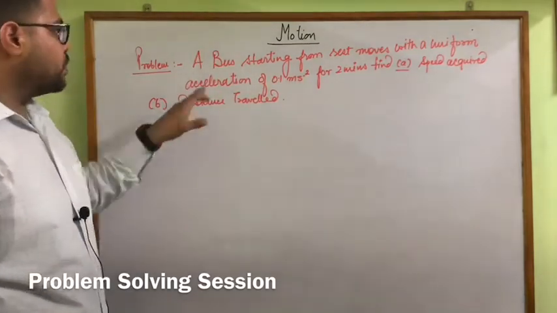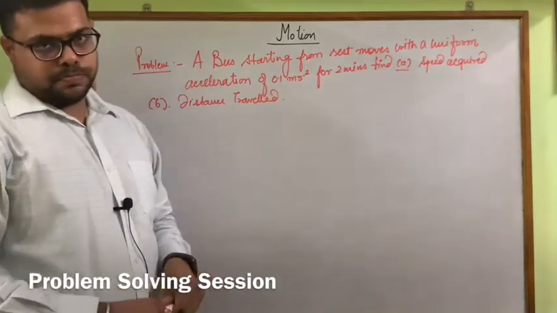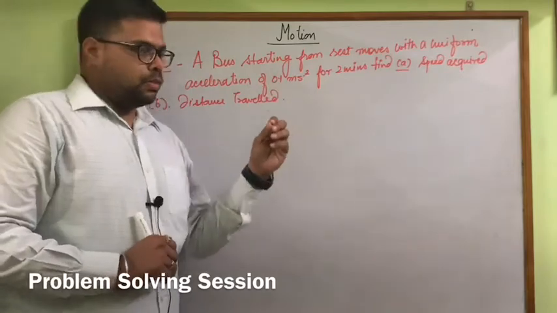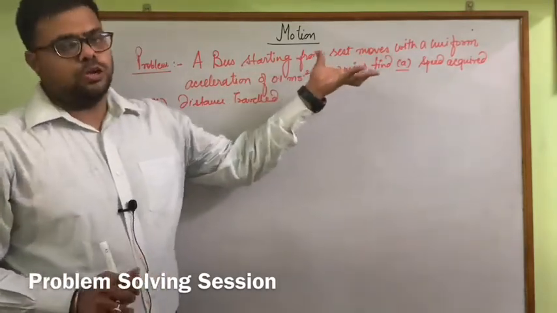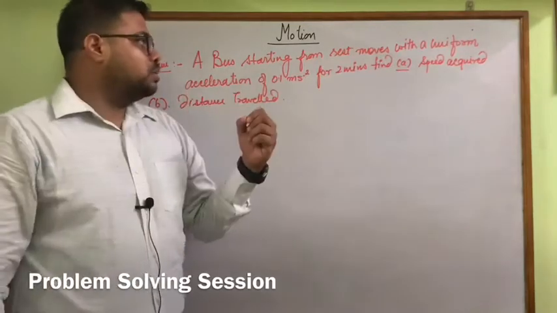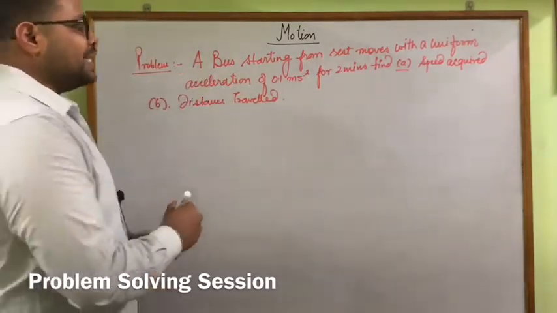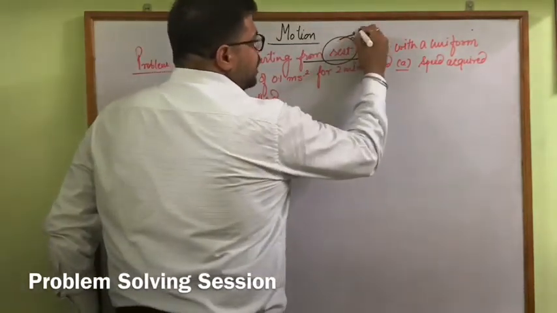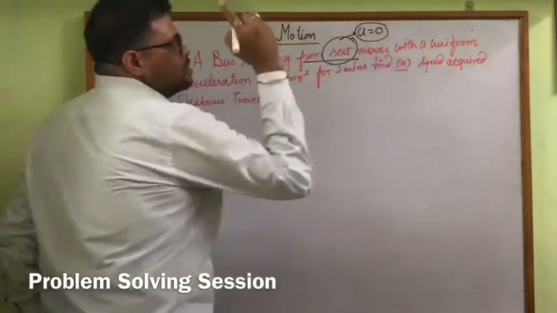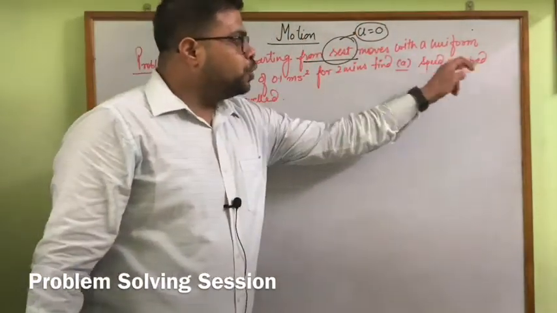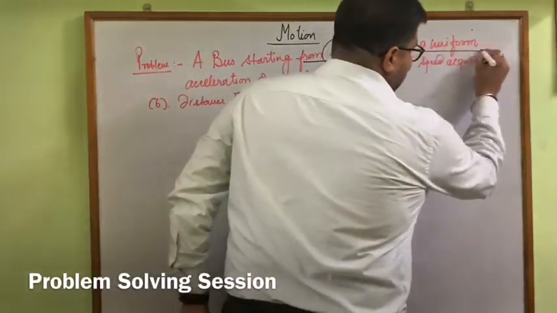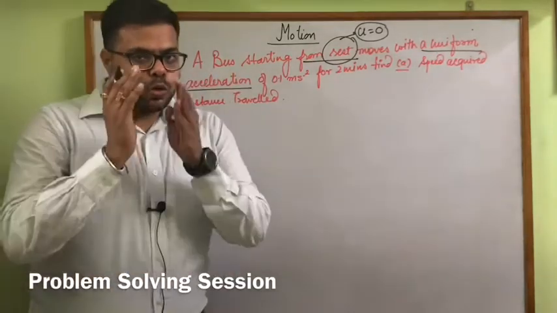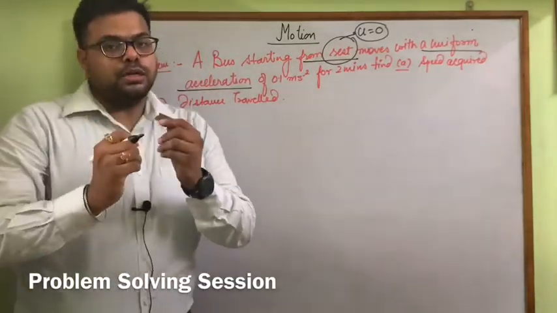So the first question: a bus is starting from rest. Please read the numerical very carefully, because all the information is already hidden in this language and we have to just find it out. A bus is starting from rest. When the question says the bus starts from rest, it is a clue or hint, meaning initial velocity u will be 0. Moves with a uniform acceleration. I already said that it is a must condition, uniform acceleration, which means we can use the equations of motion here.